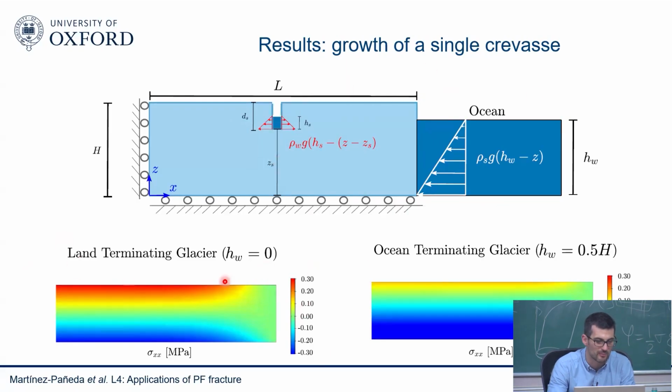So this is for a land terminating glacier, and this is for an ocean terminating glacier. You see that you go from a region, the red is tensile stresses. So your crevasse is in a region of tensile stress. So initially your crack wants to grow, but then eventually it's going to find a region of compressive stresses. So eventually your crack is going to stop. And even more for the case of an ocean glacier. Well, the tensile domain is very small, and quickly you jump into a compressive domain.